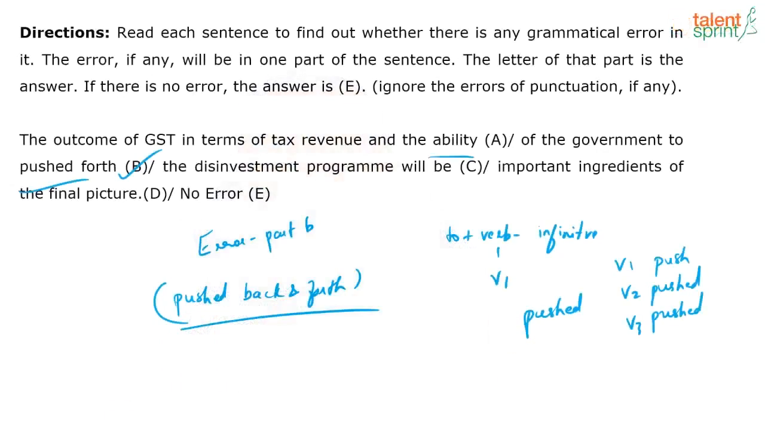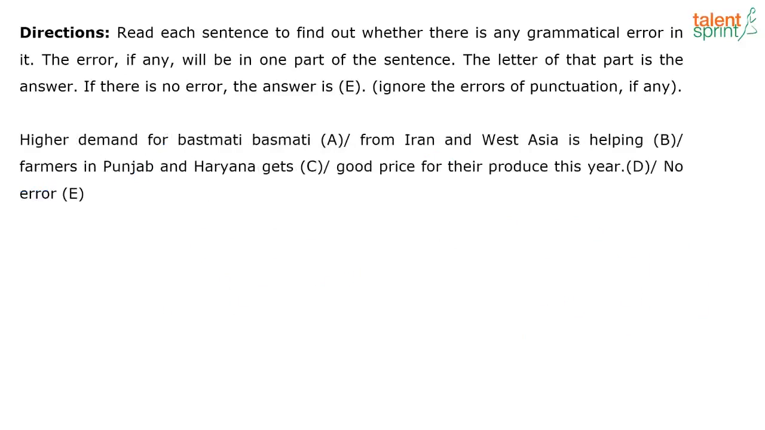That's just another expression that it's good to know. If there is an error around that, you'll be able to identify it quickly. But in our context, we need the infinitive form, to plus verb 1 form. So obviously the error is in part B. Let's look at another one.